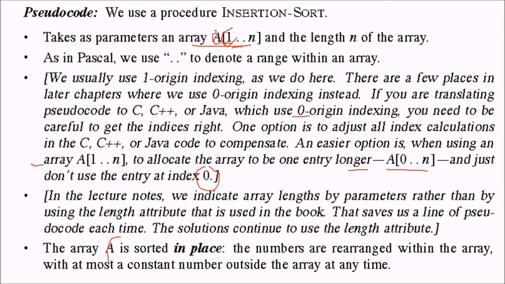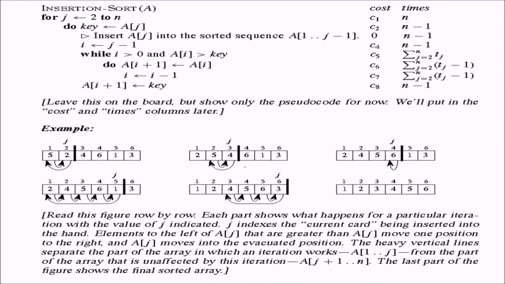So the array A is sorted in place, and the numbers are rearranged within the array with at most a constant number stored outside the array at any time. We'll see more of it.